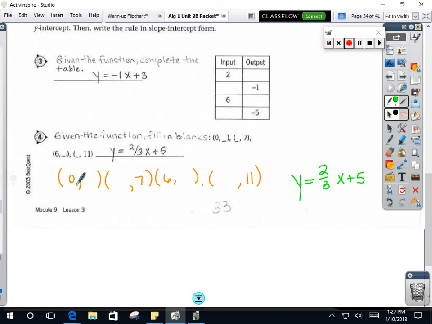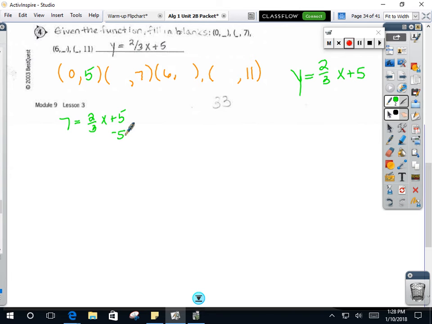So the very first ordered pair we have, the given information is the what value? The x value. So that means that 0 can take the place of the x, and that would become 2/3 times 0 plus 5, so y will equal what? 5. Okay, the next ordered pair, the given information is the y value. So this time you have to replace the y with a 7. So 7 equals 2/3 x plus 5. And you have to solve for the missing x value. How do you do that?